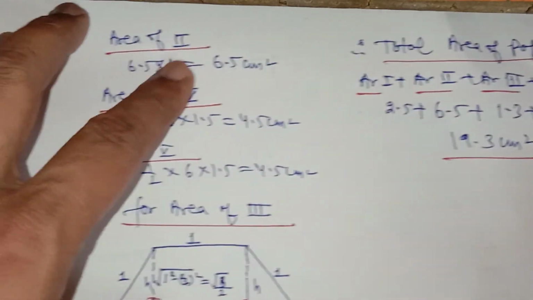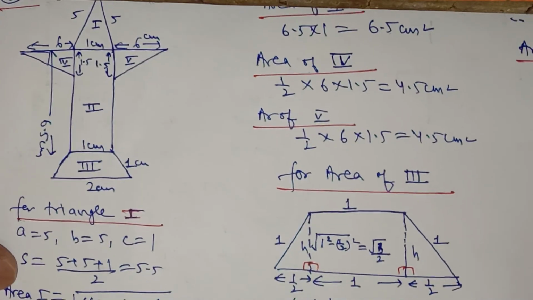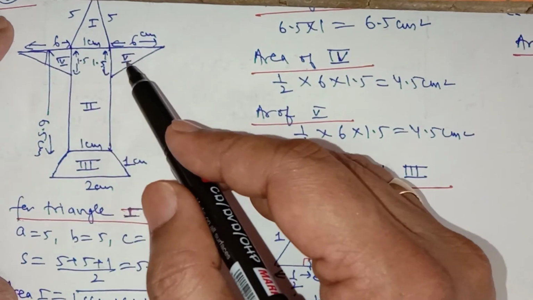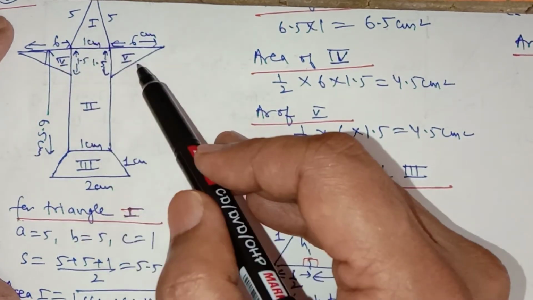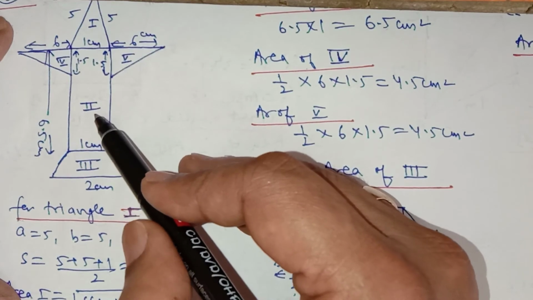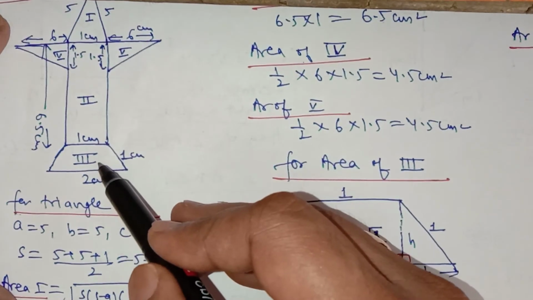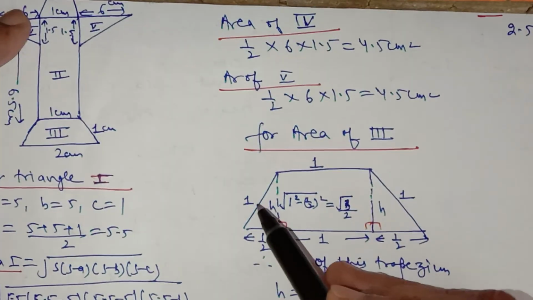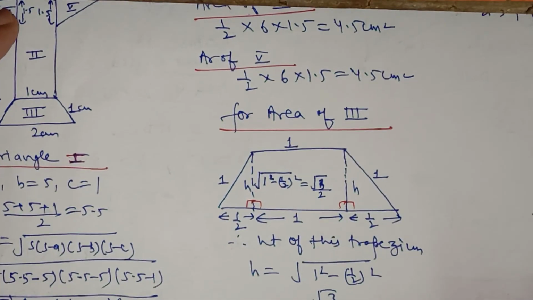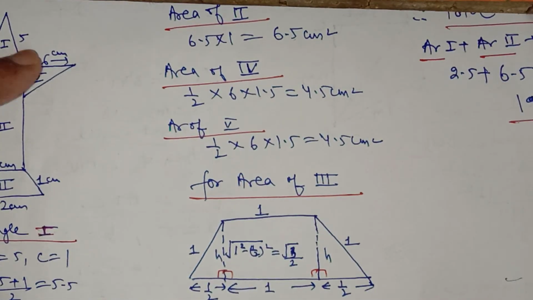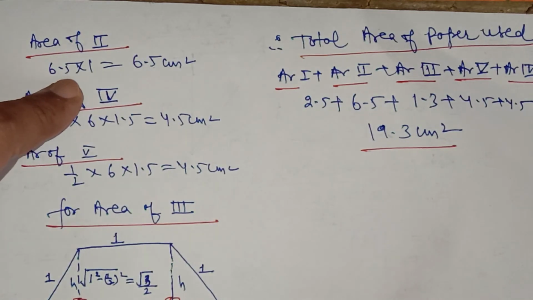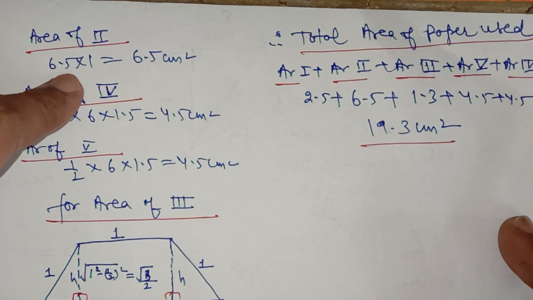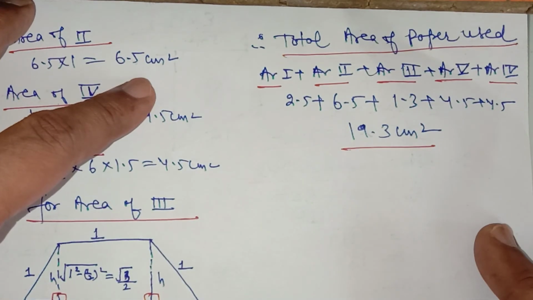So you take your own time to do the calculation because we have 5 shapes here: triangle, trapezium, rectangle and right angle triangle. In this we have used the Heron's formula. In this, half base into height. In this figure shape second, it is a rectangle, length into breadth, and it is a trapezium which I have drawn separately to find its height, which is the height of the trapezium also. And the area of this shape is the area of triangle first, area of triangle fourth, area of triangle fifth, area of the rectangle second, and area of the trapezium.